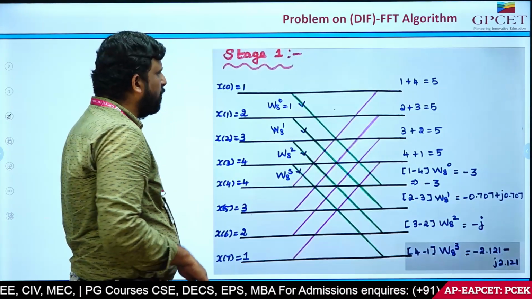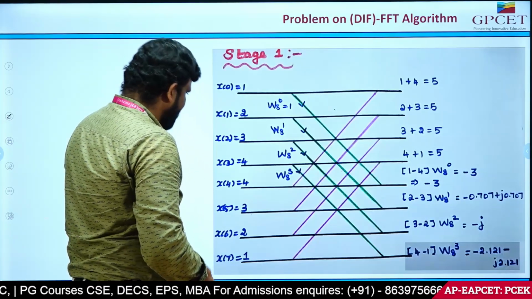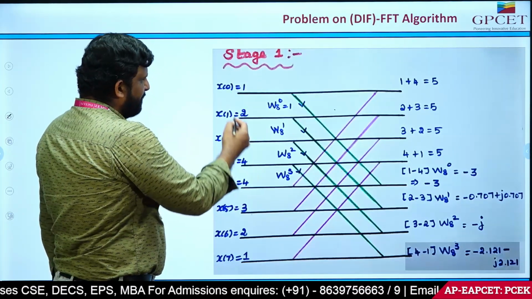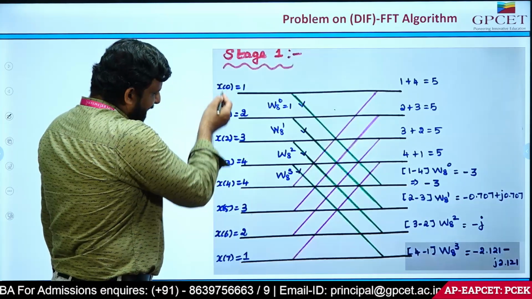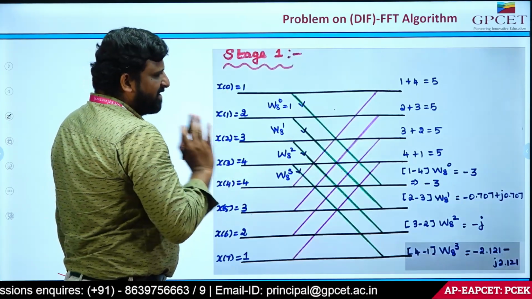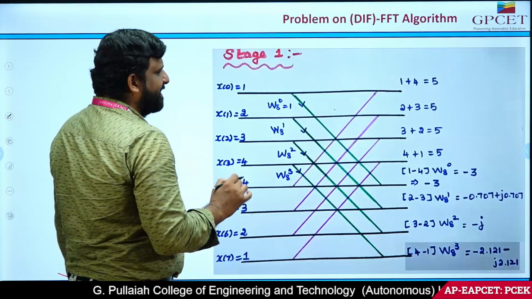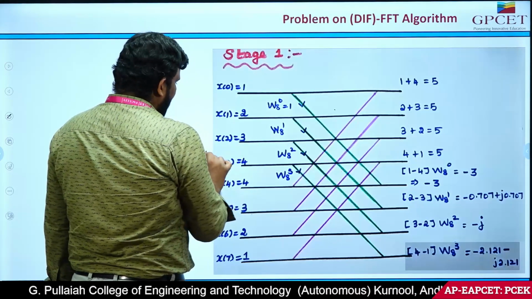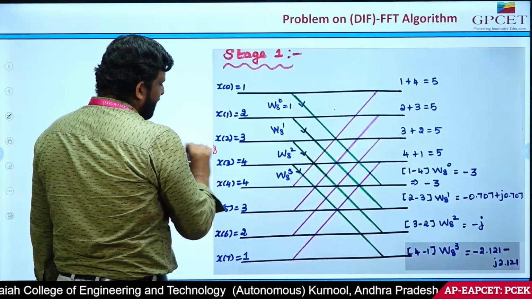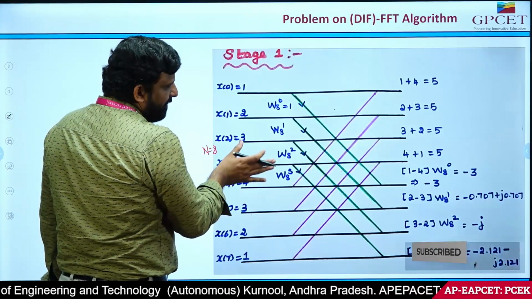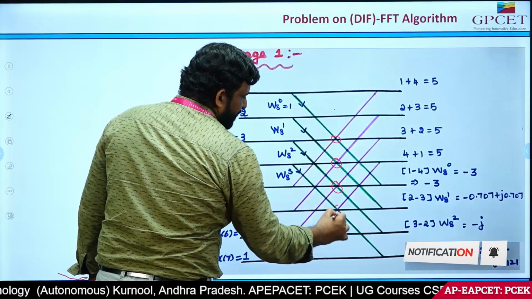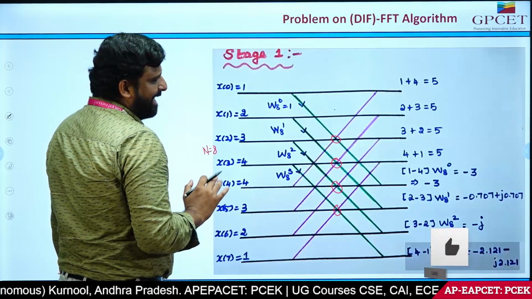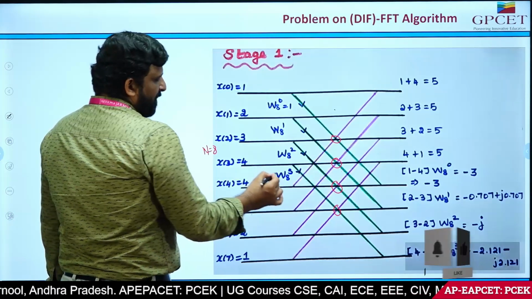First stage, I told you, after giving the sequences, just write all the sequences. First x of 0, 1, 2, 3, 4, 4, 3, 2, 1. Total 8 sequences they have given. First, to draw the basic diagram, first stage diagram, I told you, here we have given N is equal to 8. Total 8 terms given means, we are dividing that 8 into 4. 1, 2, 3, 4.